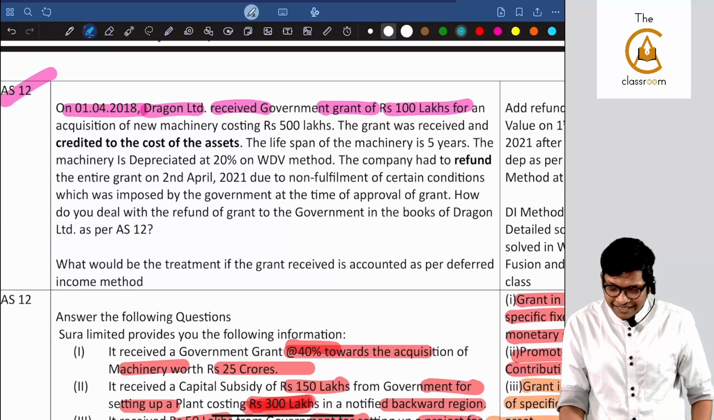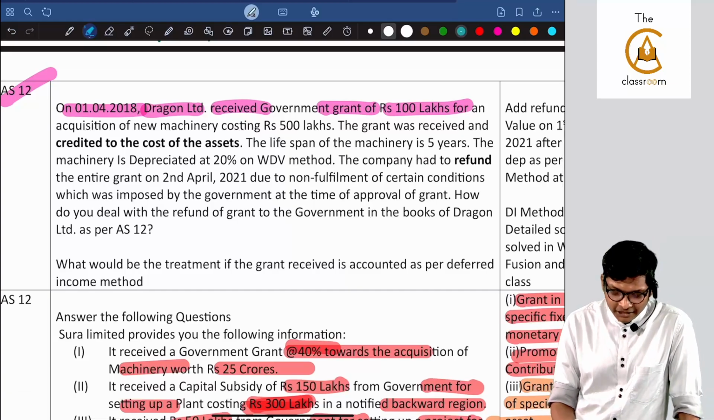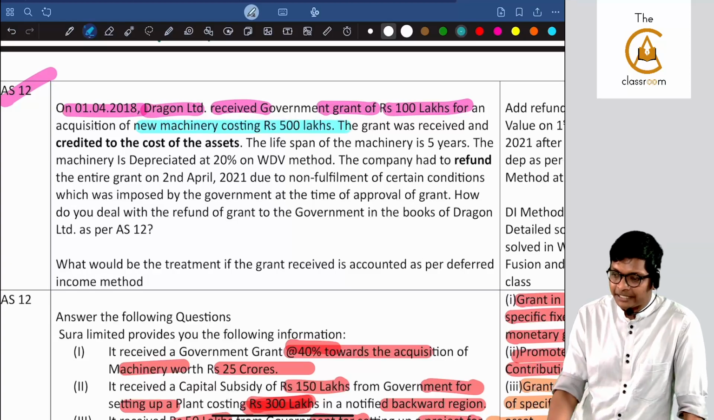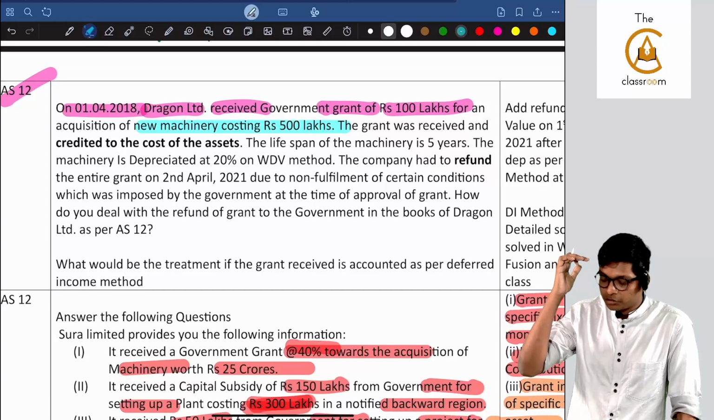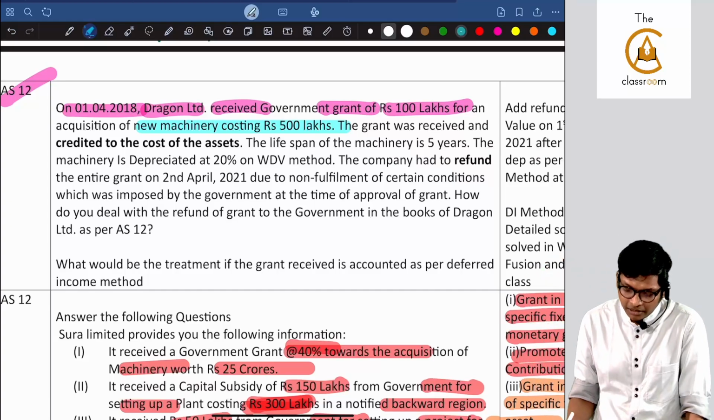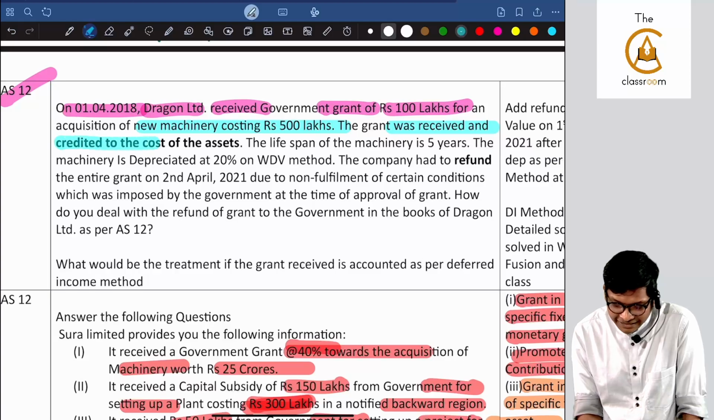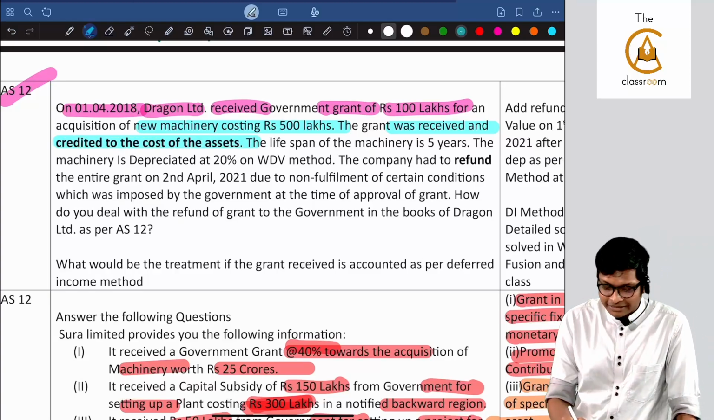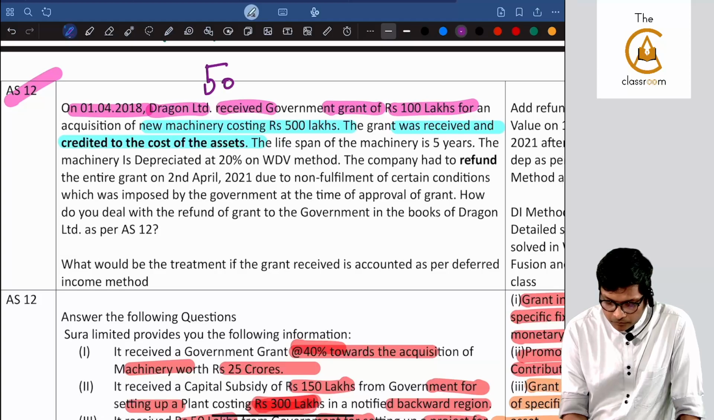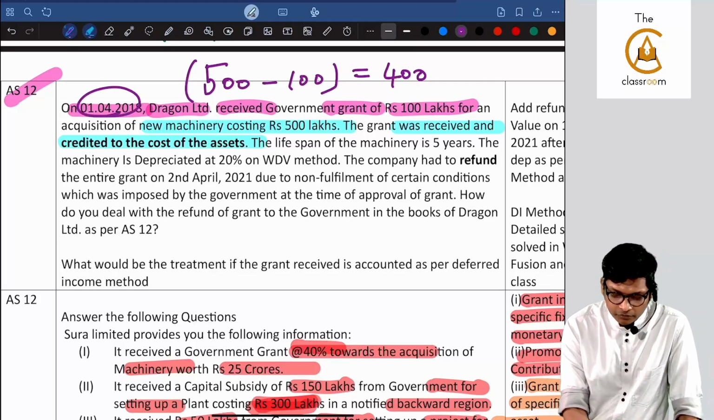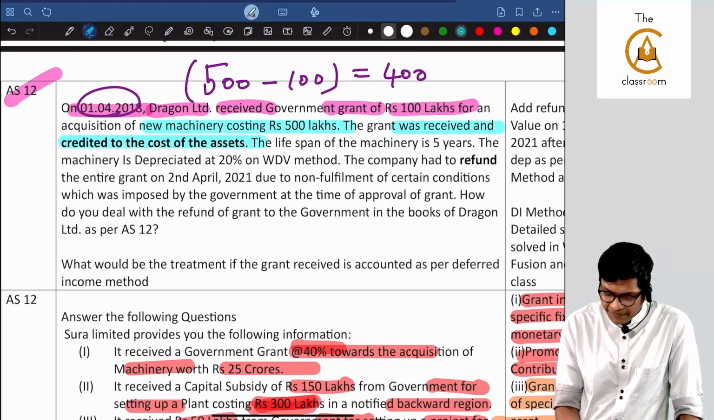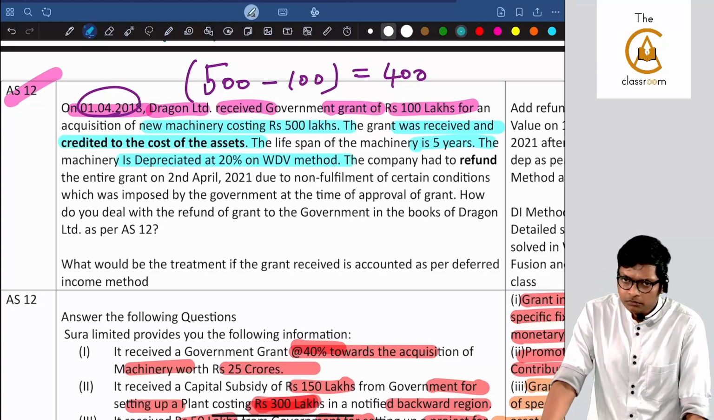Fine. Let's get back. Dragon received a grant of 100 lakhs for an acquisition of a new mission costing 500 lakhs. So visualize, guys. Asset is 500, grant is 100. The grant was received and credited to the cost of asset. That means from 500 they reduced. So my net asset is going to be, and both happened on the same date, which is on 1st of April. The lifespan of the mission is 5 years. The mission is depreciated at 20% WDV basis.